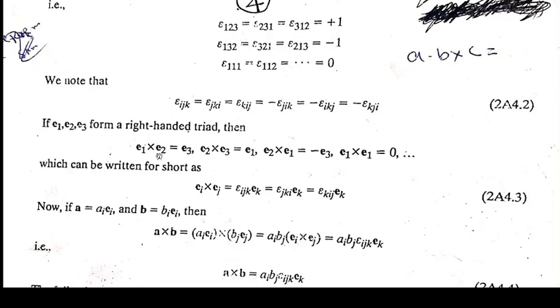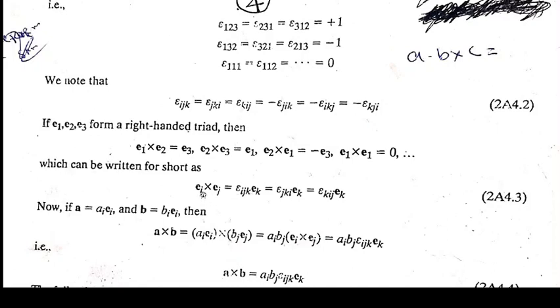Now we know that e1 cross e2 equals e3. This is e1, this is minus e3, because we are taking e1, e2, e3 to form a right-handed triad. This is 0, e1 cross e1. Now all this can be written in this form: ei cross ej equals epsilon ijk ek. The first two indices of epsilon are i j, third is k, and ek.